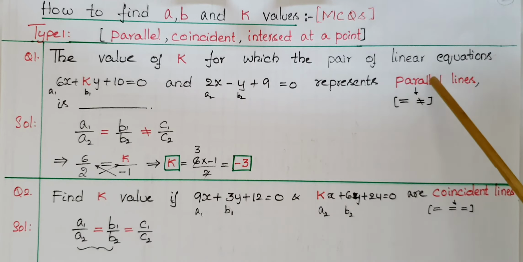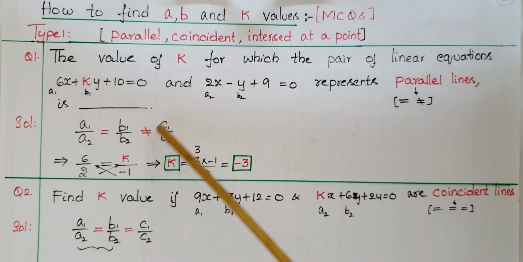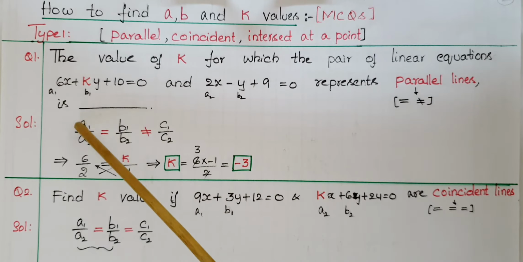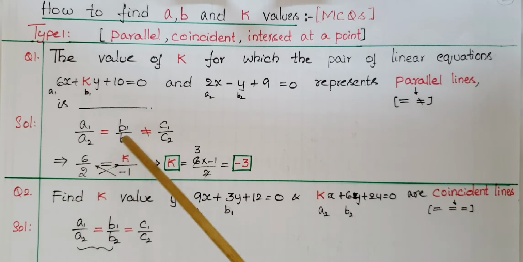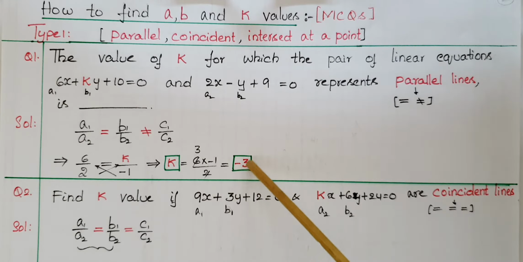So here these lines are parallel, so a1 by a2 is equal to b1 by b2 is not equal to c1 by c2. And here we have to take these ratios because here we want to find b1. So 6 by 2 is equal to k by minus 1. That is k is equal to, cross multiply, 6 into minus 1 by 2, that is minus 3.